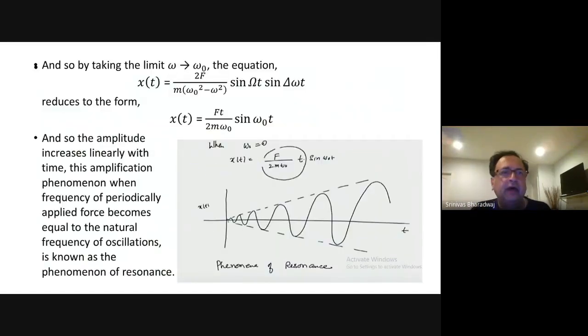So by varying these equations, the amplitude increases linearly with time. This amplification phenomenon, when the frequency of the periodically applied force becomes equal to the natural frequency, is known as resonance. In that case, the amplitude flattens out a little bit, or in some cases, the amplitude will keep expanding. That is when you get this heavy-duty ringing sound, which keeps increasing.